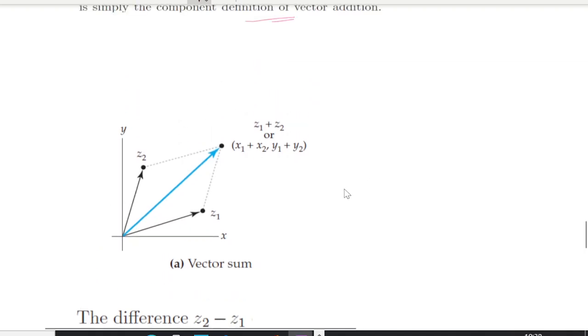Geometrically we can represent it like this. It is a vector addition. If z1 is a vector and z2 is another vector, in order to find z1 plus z2, we complete this parallelogram and take this diagonal. So the length of this diagonal is nothing but z1 plus z2, that is (x1 plus x2, y1 plus y2). This is how we will represent the sum of complex numbers.